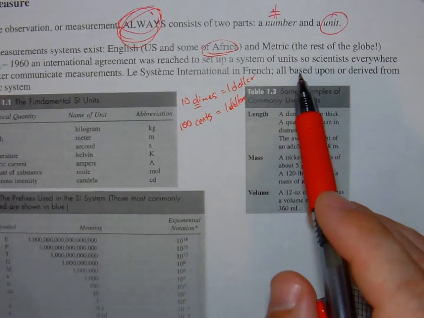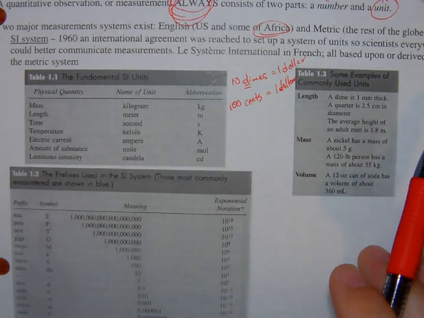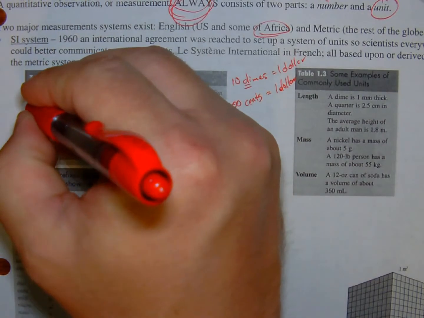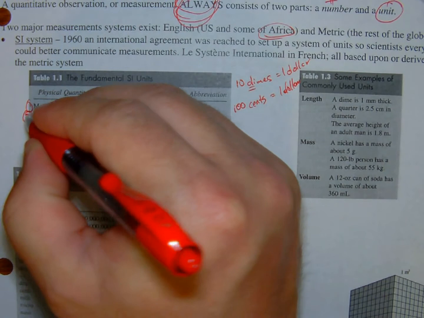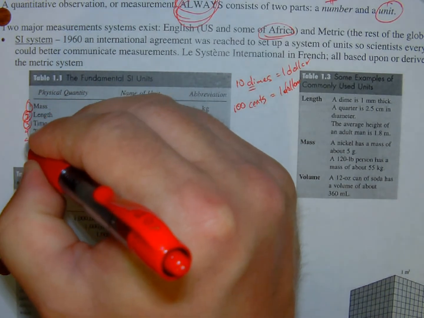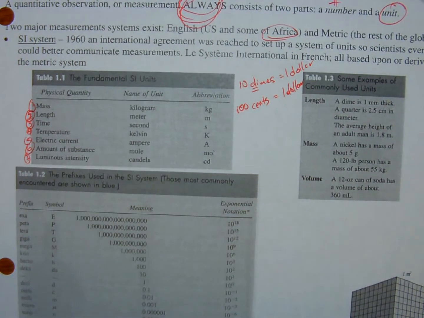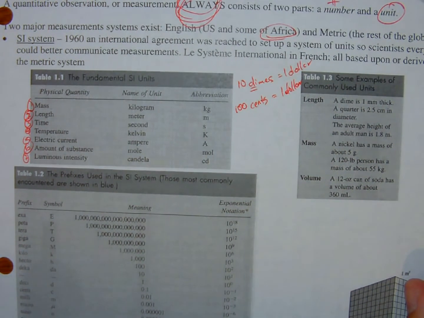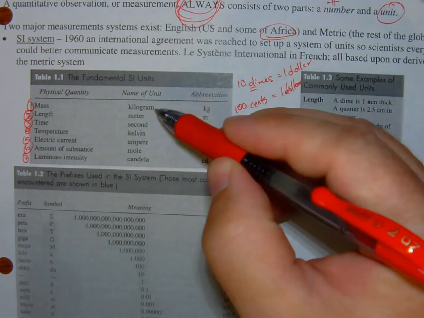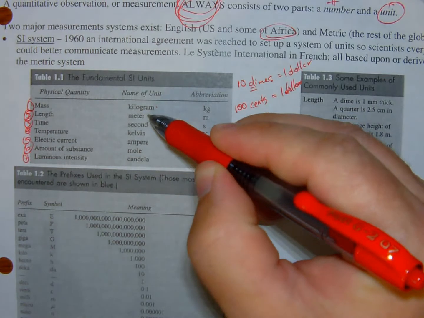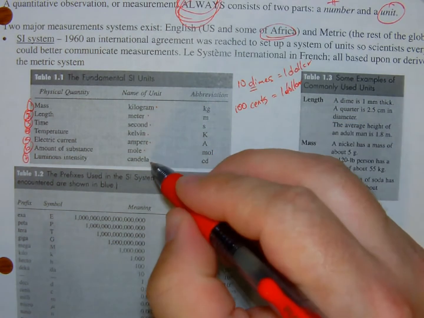This system is based upon derived units, right, from the metric system. And so we have one unit, 2 base units, 3, 4, 5, 6, and 7 fundamental or base units for the SI system. You've probably heard of all of these, right? The kilogram, the meter, the second, Kelvin, amps, moles, even the candela.